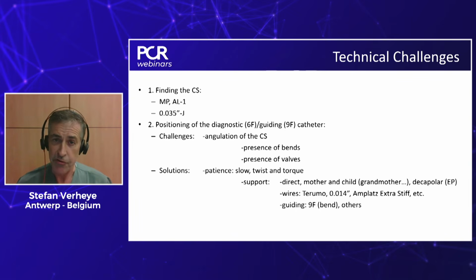There are some challenges, and the challenges are, as you can see on this slide here, first of all the angulation of the coronary sinus. You can have a very shallow angulation. You can have a very steep angulation. If it's shallow, then it's going to be easier to get your guiding into the coronary sinus. If it's going to be steep, then you may run into problems. And then, therefore, support is going to be the key.